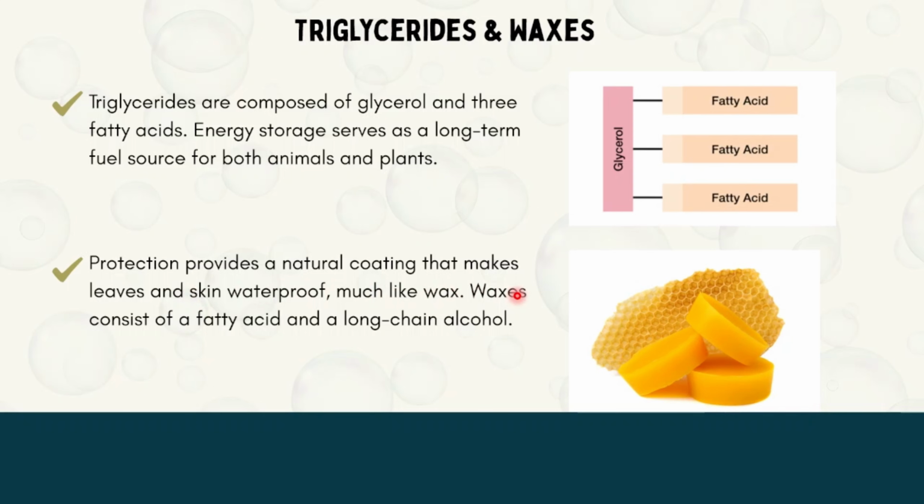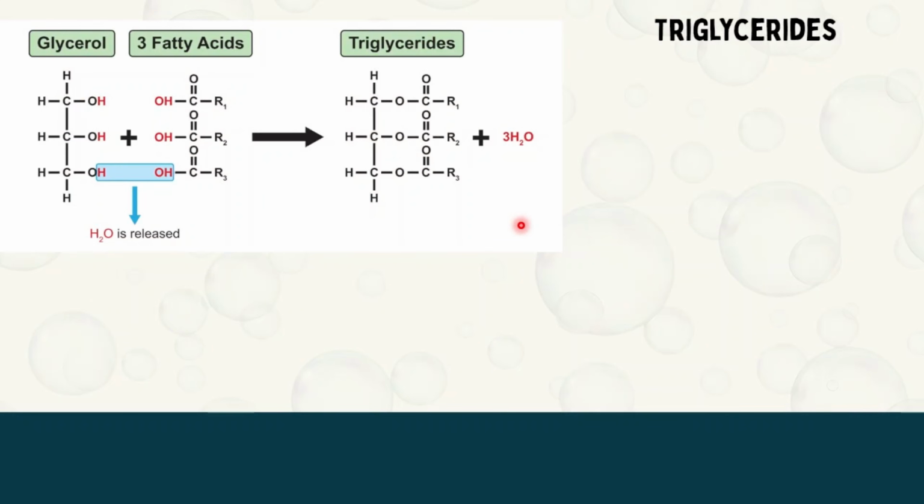The waxes consist of fatty acid and a long chain alcohol, but in basic biochemistry, we tend to focus more on triglycerides because they are metabolically more important, and that is what we're going to do. So, this is how your triglycerides are made.